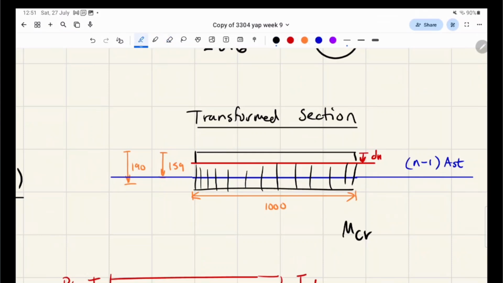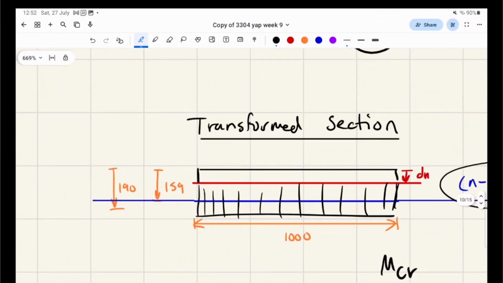The cracked stage is where the cracks stop propagating, and it only stops propagating because we have the steel to balance it out. If we didn't have the steel, it would propagate and there's nothing else to it, that depth becomes zero. But because we have that steel to balance it out, the cracked stage is the equilibrium point after our moments exceed M cracked.